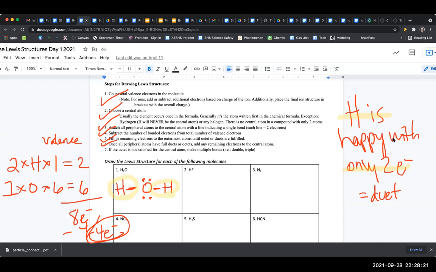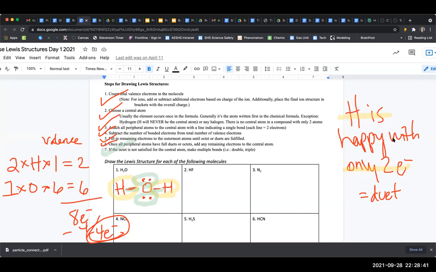And then my central atom has 2, 4, 6, 8, because remember, it is able to use those shared electrons as well. So all the octets and duets are satisfied. I don't need double or triple bonds.